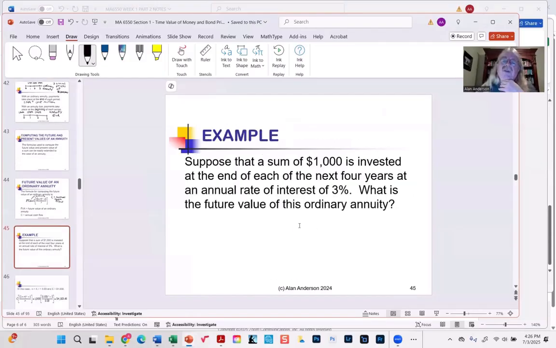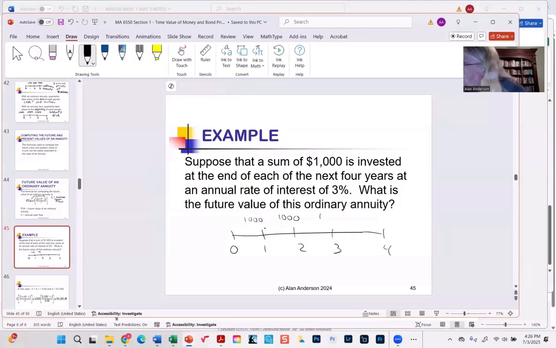So here's an example. What if we have $1,000 and we put it in the bank every year for the next 4 years? Now, the way it's written, it's telling us that it's an ordinary annuity, which means the cash flows occur here, here, here, and here. Now, you could, in principle, calculate the future value of each cash flow separately and add them up, but there's no point in doing all that extra work because we do have this wonderful formula.